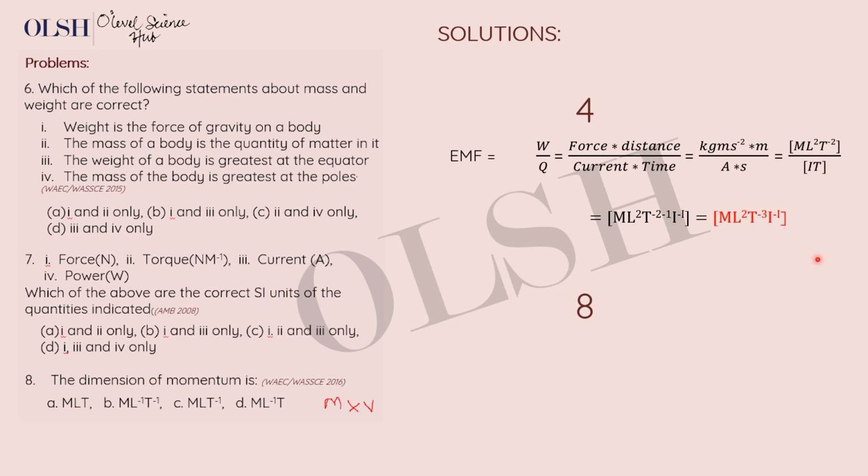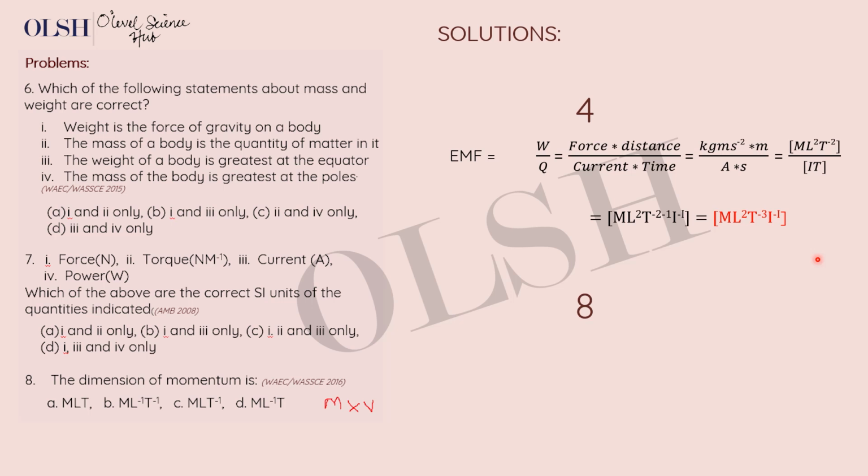So even if you don't have an understanding of what torque is, if you look through, you would know that at least you're sure force is correct, current is correct, and power is correct. So you now go armed with that to look at the options you have. So we have 1 and 2 only. We have 1 and 3 only. We have 1, 2, 3 only. And we have 1, 3, 4 only. So obviously from these combinations it has to be 1, 3, 4 only, because you're sure of 1, 3, 4, but you don't really know about torque, so you can be sure that it's 1, 3, 4 only.